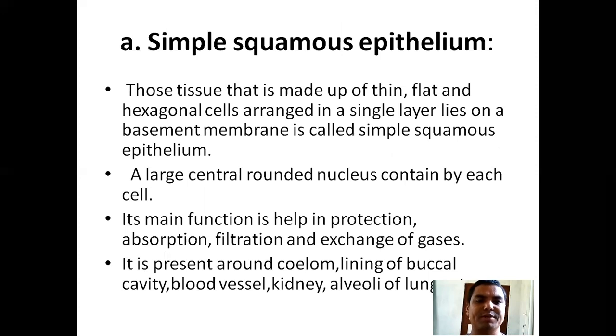Simple squamous epithelium is made up of thin, flat, and hexagonal cells arranged in a single layer, lying on the basement membrane. A large nucleus is present centrally in each cell. They are protective in function as well as in absorption, filtration, and gaseous exchange. These tissues are present in the lining of the body cavity, blood vessels, kidney, and alveoli of the lungs.